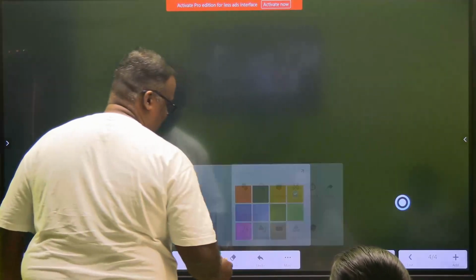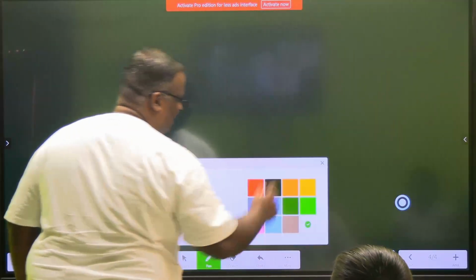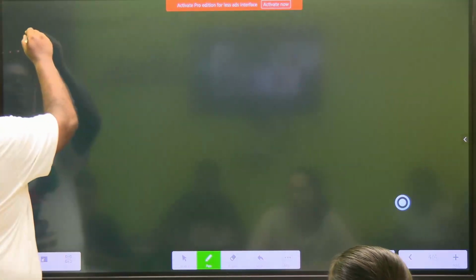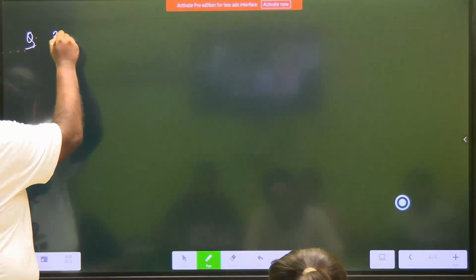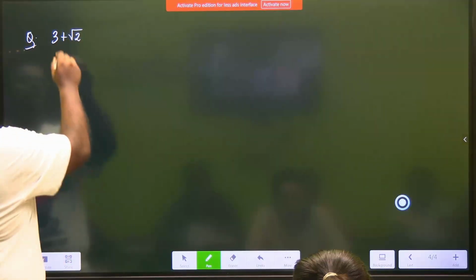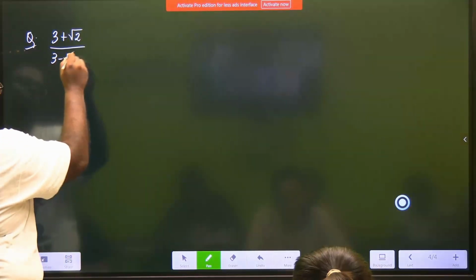Okay. So this is a different type of problem, the type we'll do now. This is the type of problem that you get more in school tests and all. We have got 3 plus root 2 right here, and we've got 3 minus root 2.